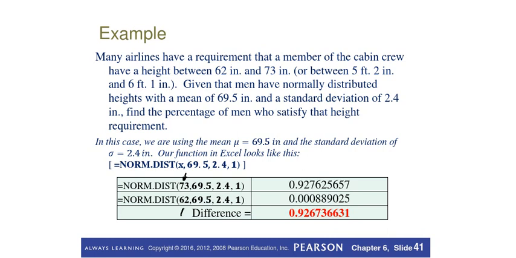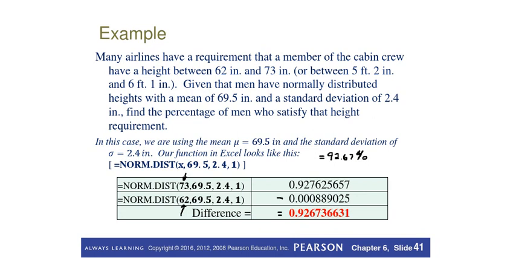For our 62-inch height, we had a very small probability. But if we wanted to find the probability that we were in between, well, we subtract the higher probability minus the lower probability, and we get our resulting probability of 0.9267. So what we're answering right here is, we're saying approximately 92.67% of the population would meet this restriction, right?